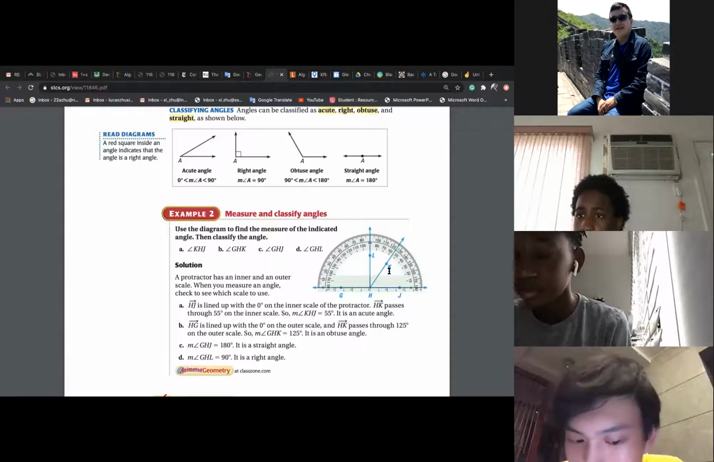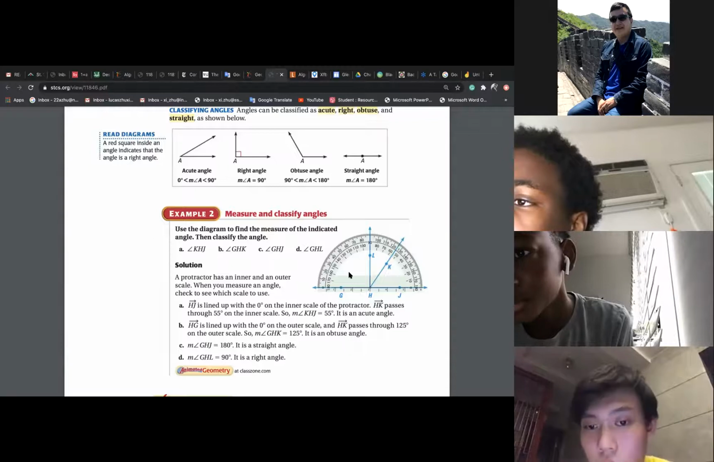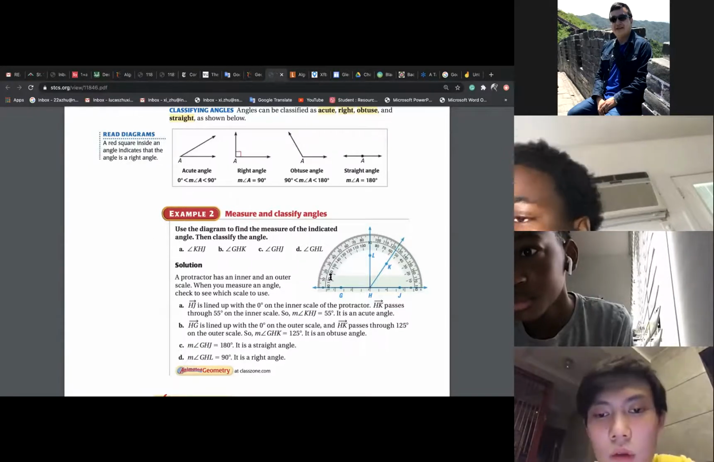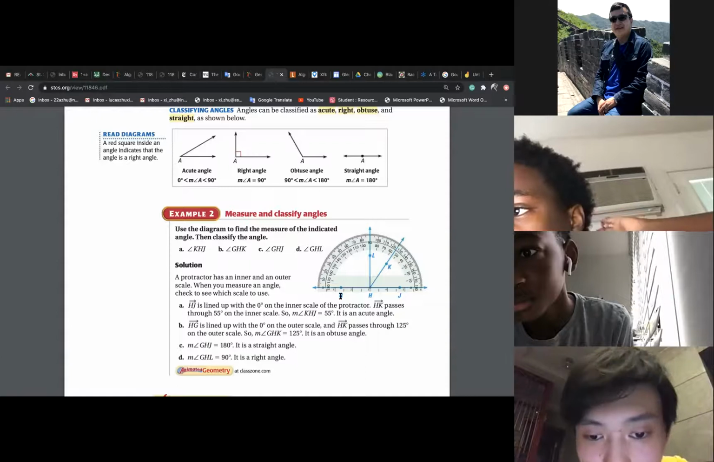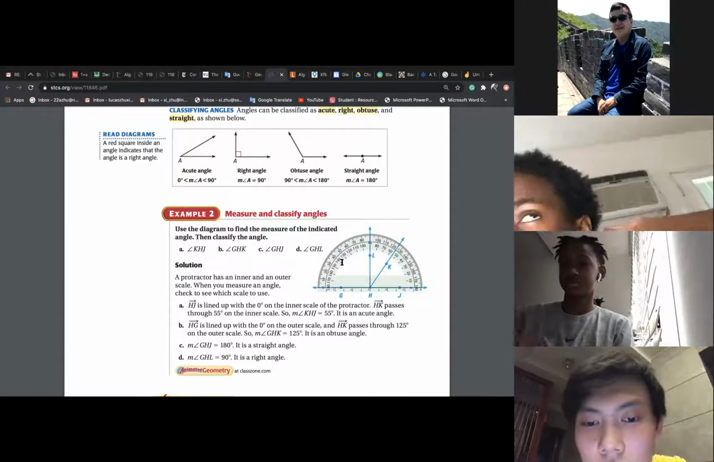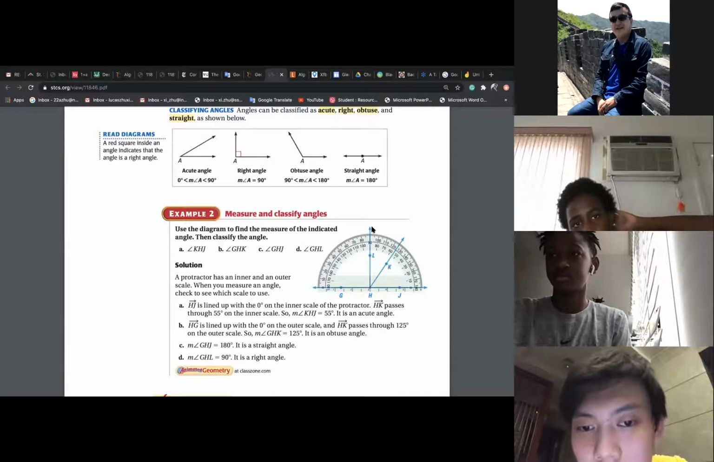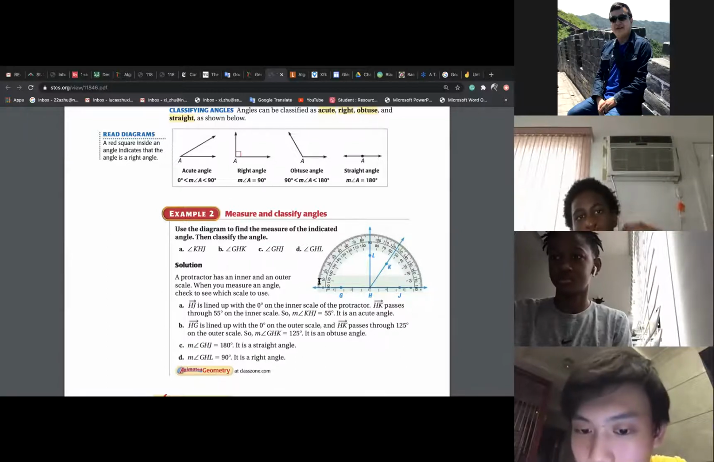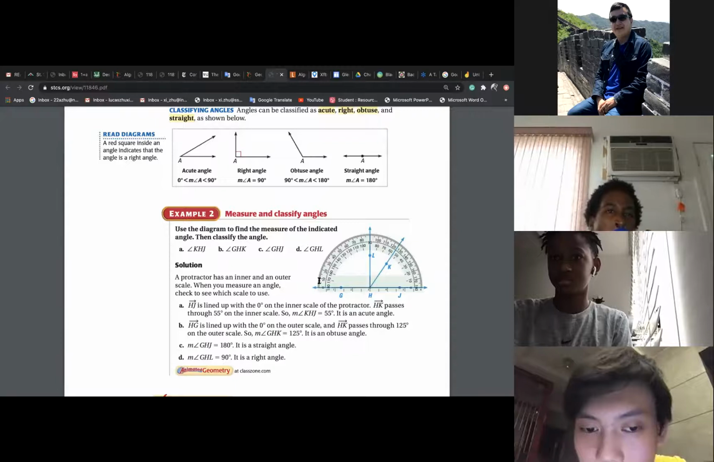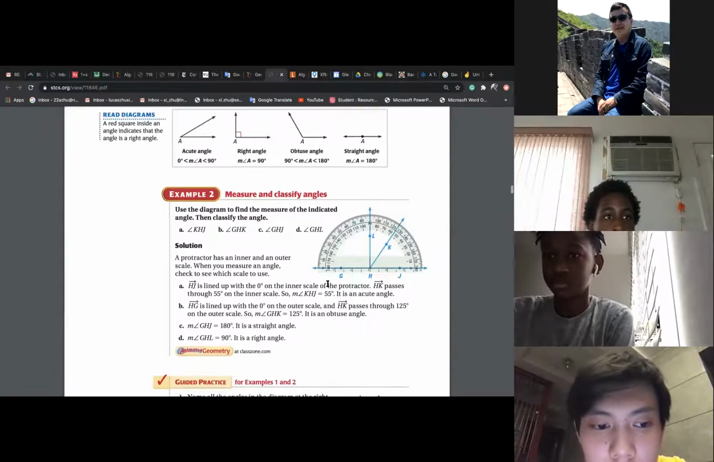Wait, what? I got it wrong. Try to check the measurement over here. 125. Yeah, 125, it is. So remember, if you're going clockwise, from left to right, you can use the outer layer of the measurements. If you're going the opposite way, just use the inner layer. Okay.